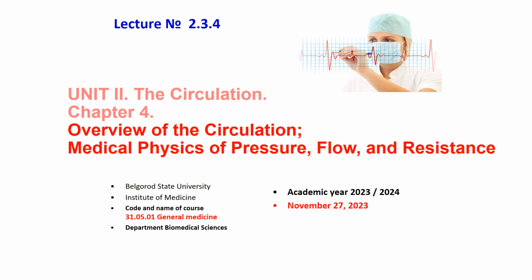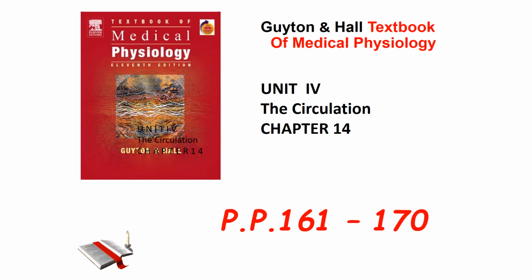Second unit. The circulation. Chapter 3. The normal electrocardiogram. Study of electrical properties of the myocardium. It is imperative that you familiarize yourself with this topic with the help of a textbook. Guyton and Hall. Textbook of Medical Physiology. Pages 101 to 115.